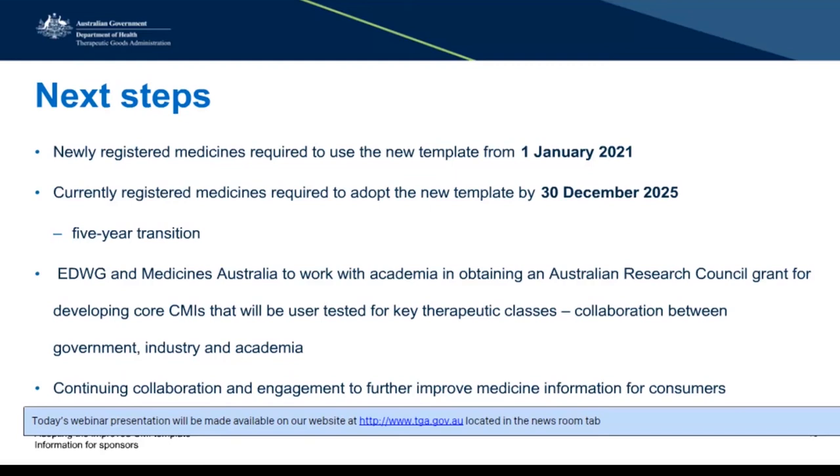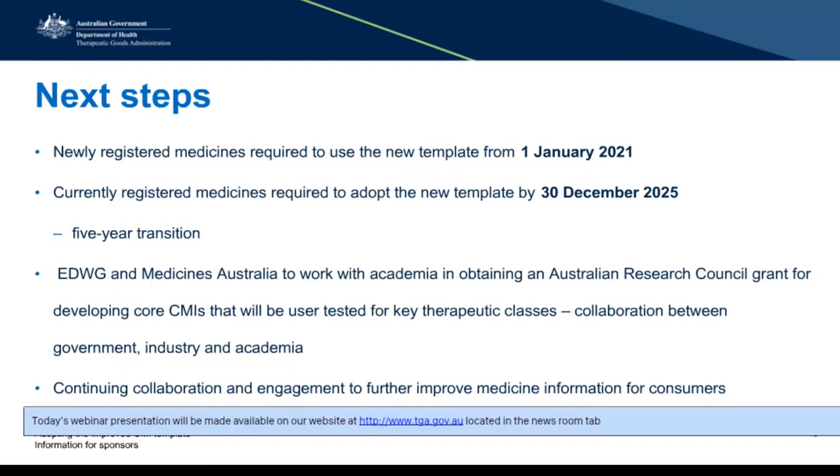Edweek has been working with the Reg Affairs Working Group through Medicines Australia as well as the University of Sydney in order to try and obtain an Australian research grant in developing core CMIs that can be user tested for some of our key therapeutic classes. And this is really to help sponsors use that consistent language and consistent messaging for those common therapeutic classes and having some sort of consistency amongst the CMIs.